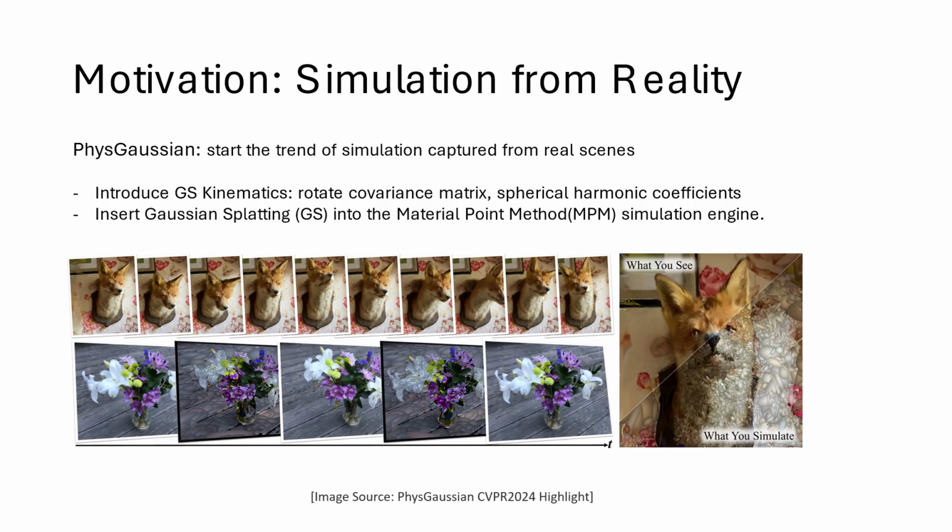Well, there is a trend in 3D simulation that tries to simulate from real-world objects. PhysGaussian, a representative work, starts the trend by introducing Gaussian splatting kinematics that try to introduce rotation, covariance matrix, or spherical harmonic coefficients. These things can be naturally adapted to classical material point method simulation engines.